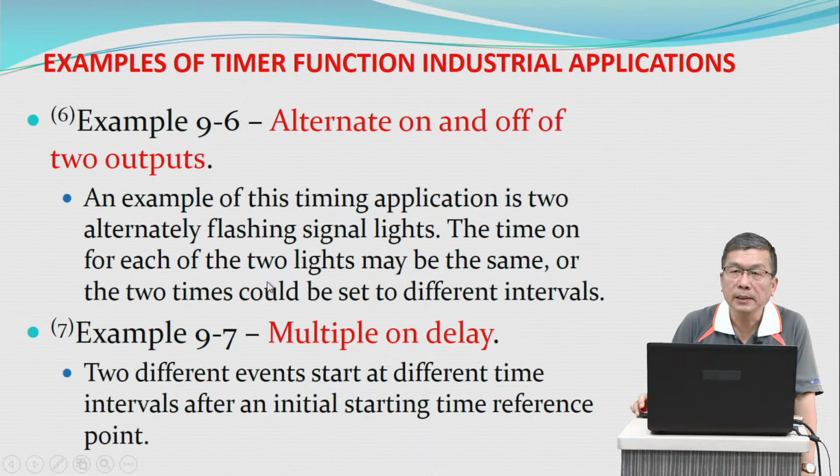Example 6. Alternate on and off of two outputs. An example of this timing application is alternately flashing signal lights. The time on for each of the two lights may be the same, or the two times could be set to different intervals.